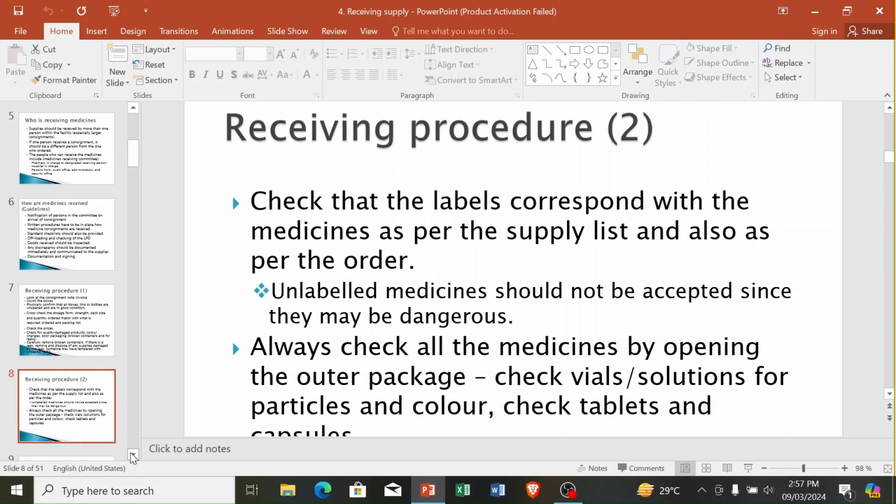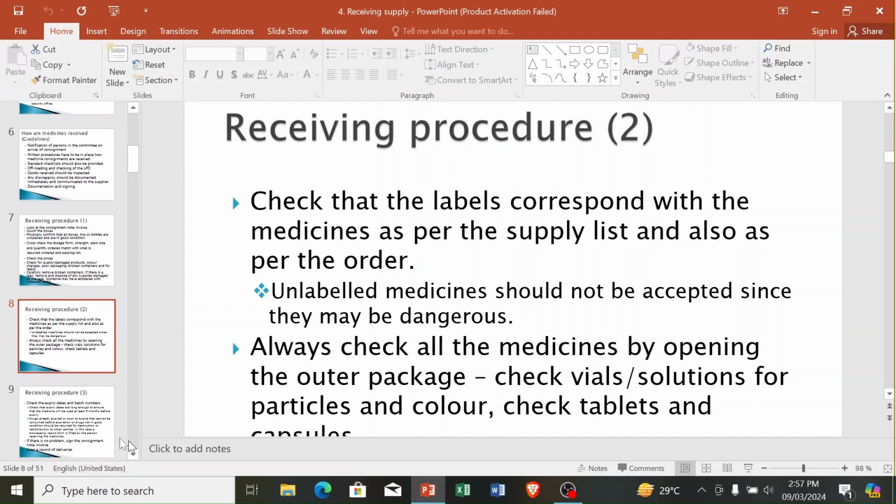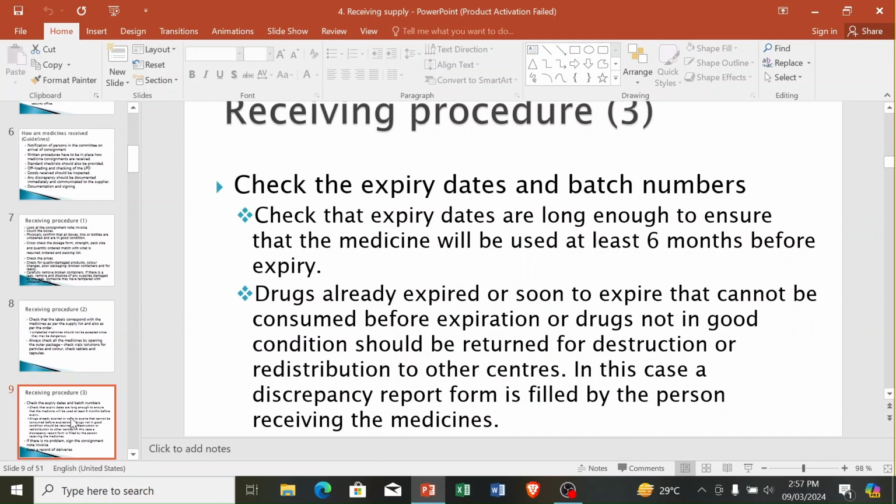So this is what you do now in the quarantine area. You are checking out for all those. Check the expiry dates and batch numbers. Check that expiry dates are long enough to ensure that the medicines will be used at least 6 months before expiry. Drugs already expired or soon to expire cannot be consumed.